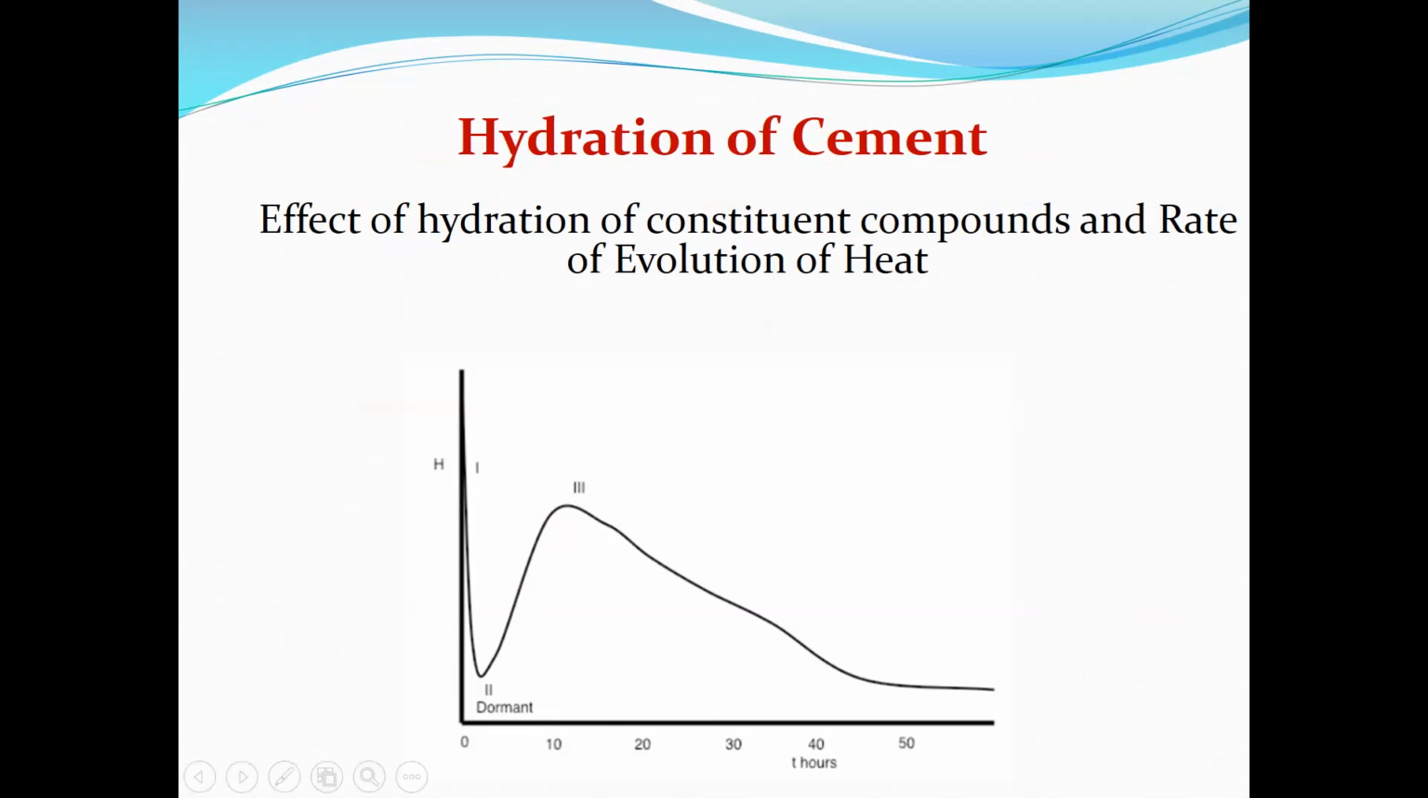So in this chart, as you can see, the x-axis shows the time in hours and the y-axis shows the heat. Here you can see 1, 2, 3. So these 3 indicate 3 different stages of hydration. Stage 1: immediately when the chemical reaction starts, that is called stage 1. And then the chemical reaction slows down. It comes to a dormant stage. We'll be going to the details. That is stage 2, and that remains for a short period.